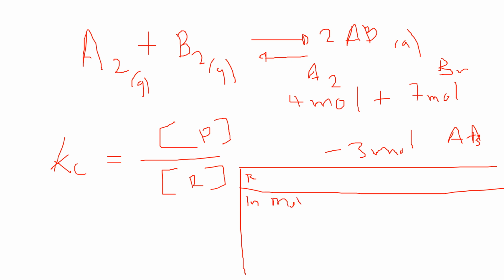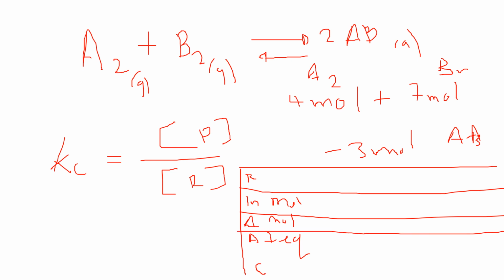And then we will have change in moles. And then we also have the number of moles at equilibrium. And lastly, we'll have the concentration. So remember, we want to calculate the concentration because our equilibrium constant is a ratio of the concentration of the product divided by the concentration of the reactant.